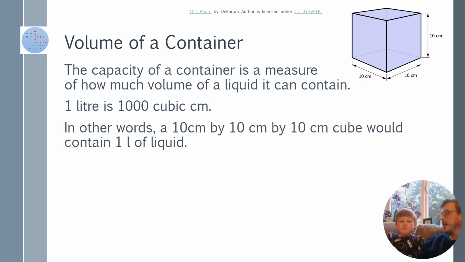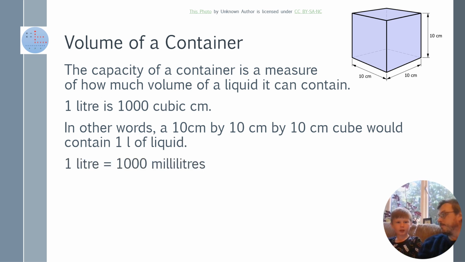So, in other words, a 10 centimetre by 10 centimetre by 10 centimetre cube would contain 1 litre of liquid, and that L is abbreviated. Yeah, that's 1 litre. So that's what 10 centimetres by 10 centimetres by 10 centimetres, not to scale, of course, but you can visualise that, and that's 1 litre.